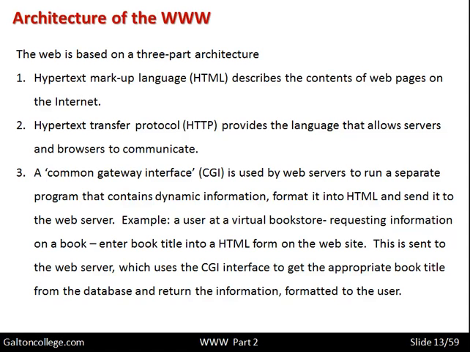Now the form is sent to the web server. When we press send, it goes to the web server, and the web server uses the CGI interface to get the appropriate book title from the database. So the server holds a database, and when the form is sent, the server, using this CGI interface, takes that information and then interrogates its database and sends back the information to the user.